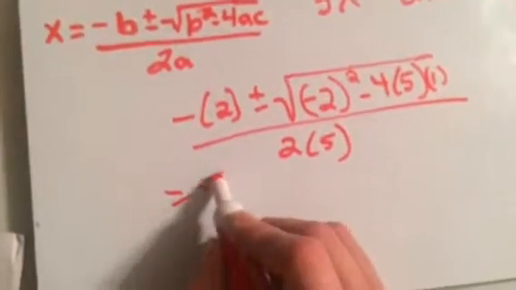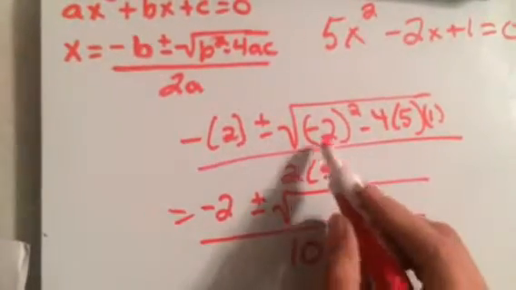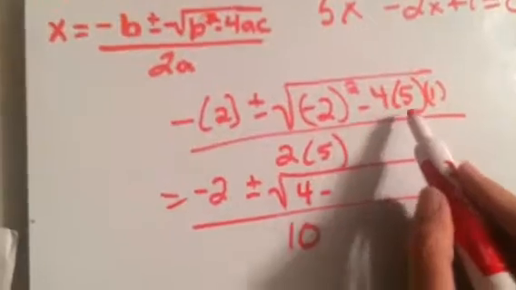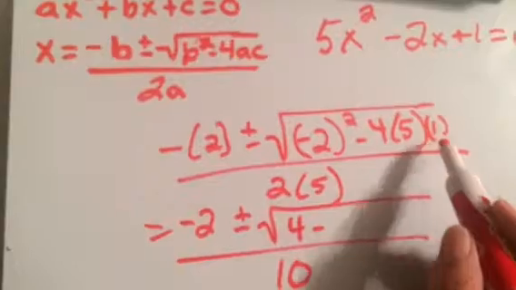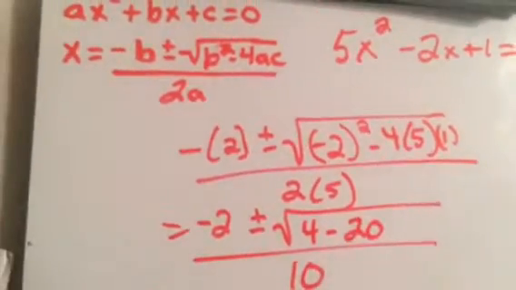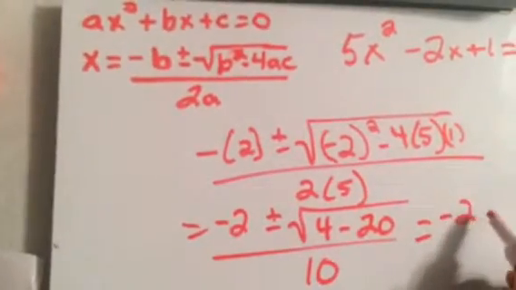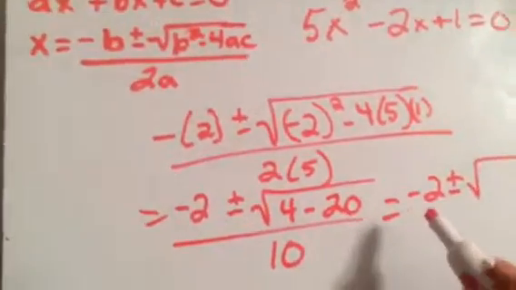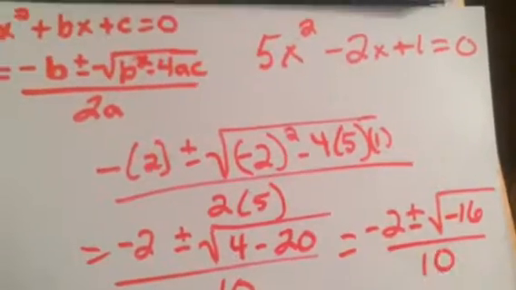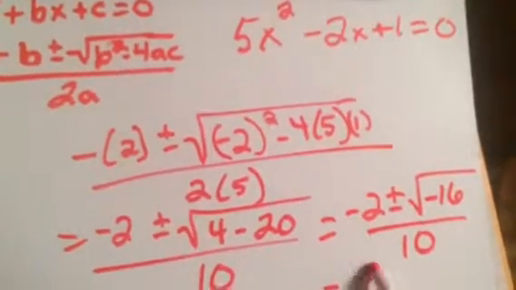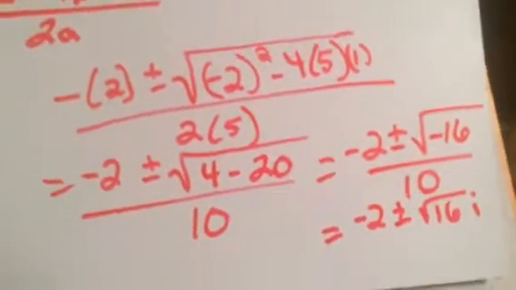So then we will come down and continue simplifying. So negative 2 squared is 4, negative 4 times 5 is 20, and 1, so that's going to be negative 20. That will equal negative 2 plus or minus, so 4 minus 20 is negative 16, over 10. Here we want to factor out the negative 1 and make it an i.